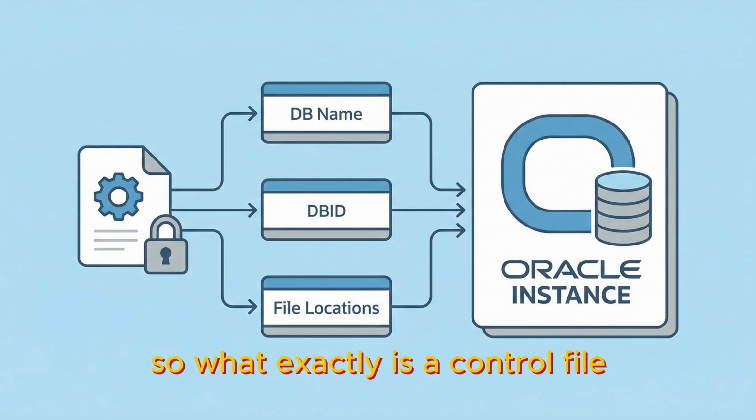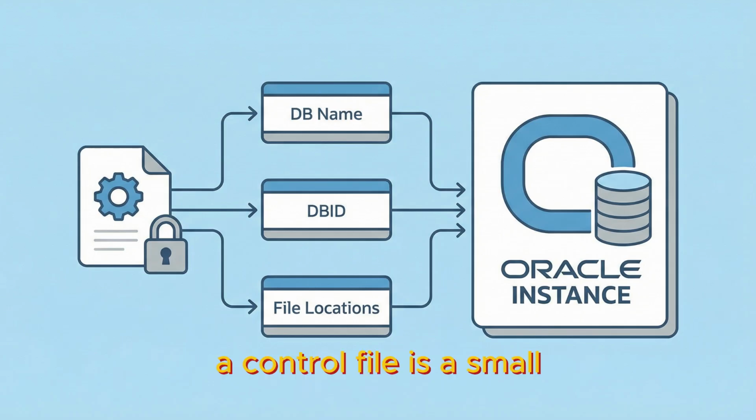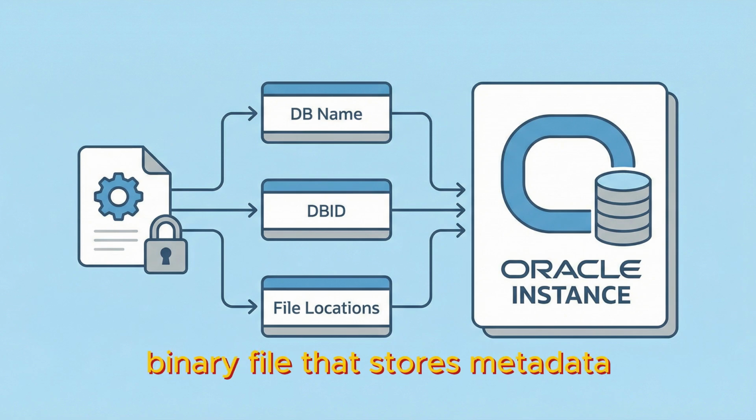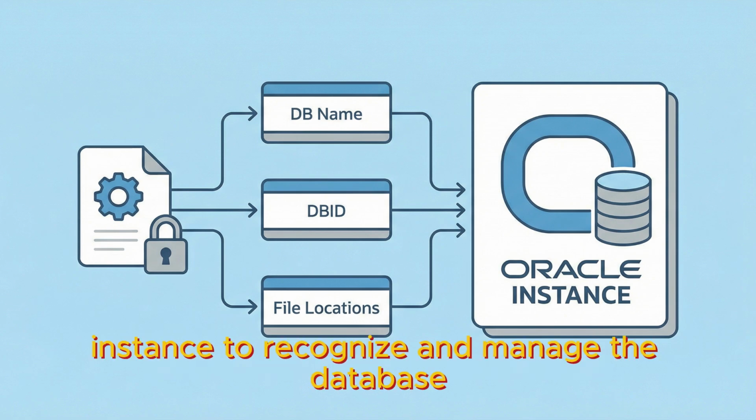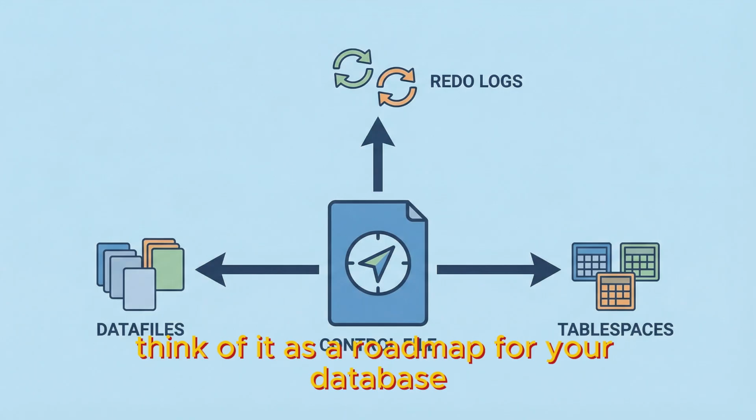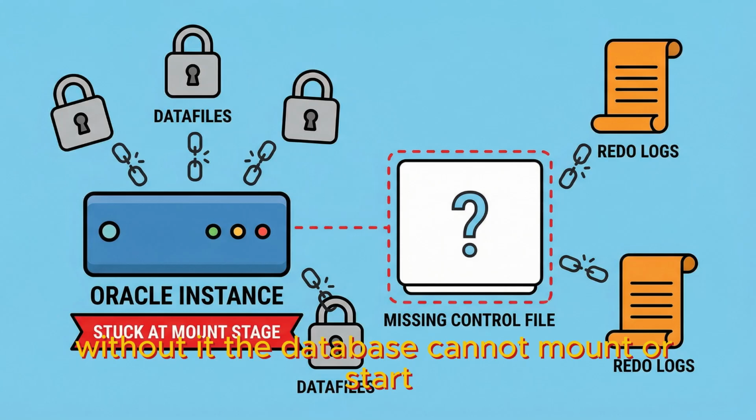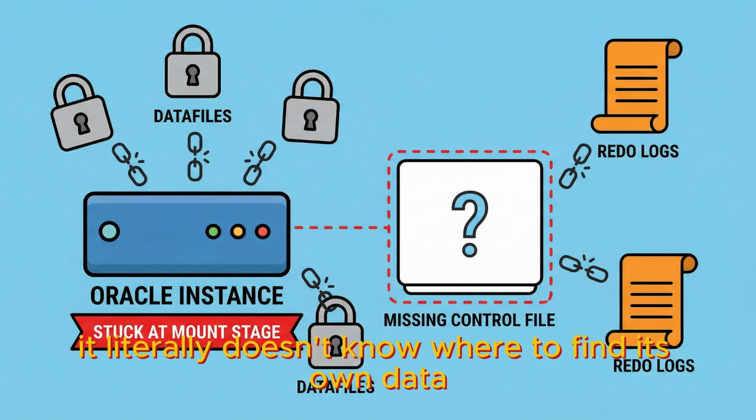What is a control file? So, what exactly is a control file? A control file is a small binary file that stores metadata required for the Oracle instance to recognize and manage the database. Think of it as a roadmap for your database. Without it, the database cannot mount or start, it literally doesn't know where to find its own data.